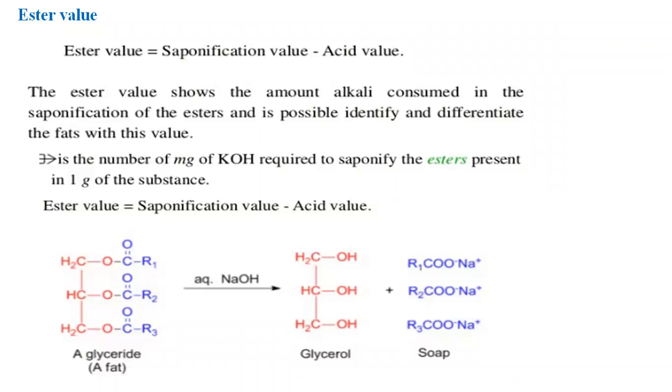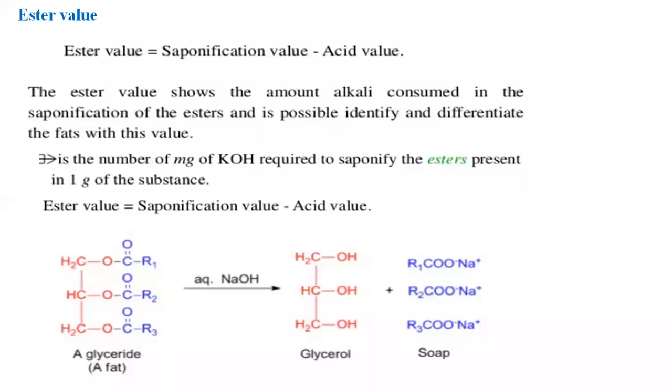Next one is ester value. It is very simple. There is one formula: the ester value is equal to saponification value minus acid value. What is meant by ester value? Ester is nothing but our fat. The ester value shows the amount of alkali consumed in the saponification of ester, and it is possible to differentiate fats with these values. This ester value is used only to differentiate the different fats. Depending upon the ester value, we can tell what that fat is.